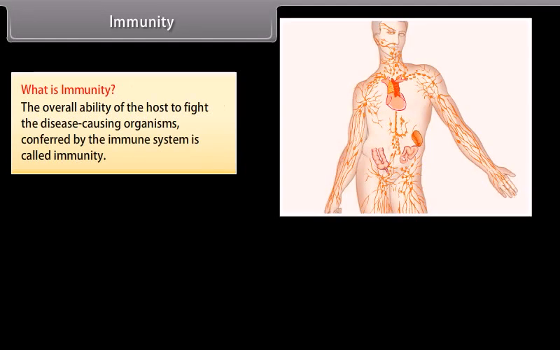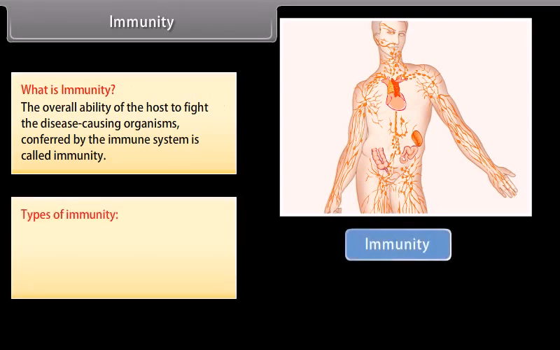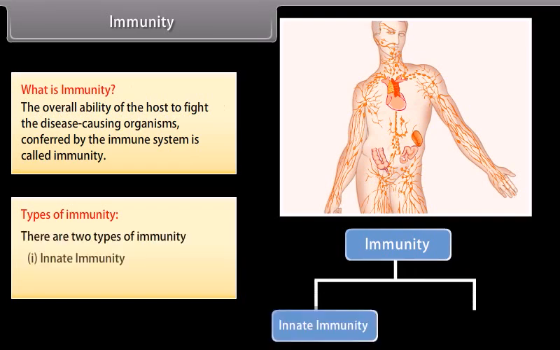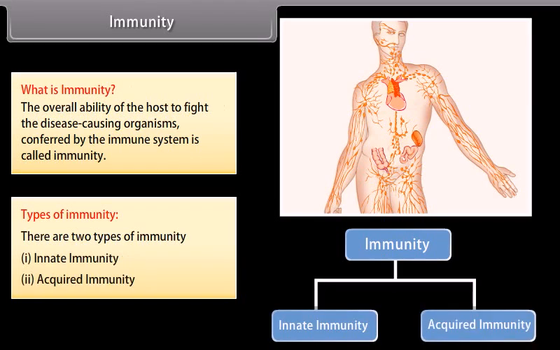The overall ability of the host to fight the disease-causing organisms conferred by the immune system is called immunity. Types of immunity. There are two types of immunity: innate immunity and acquired immunity.